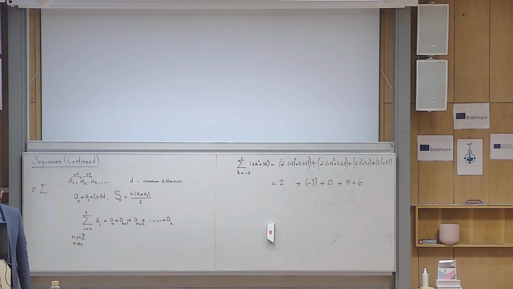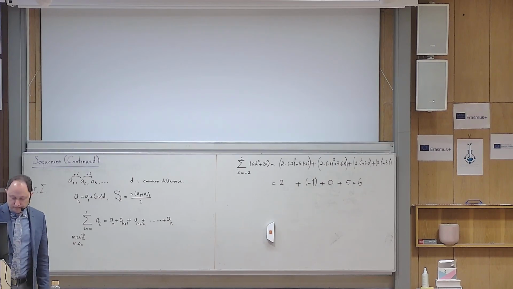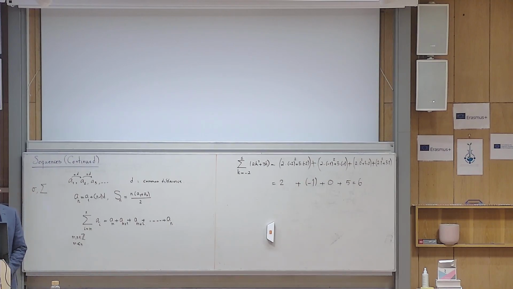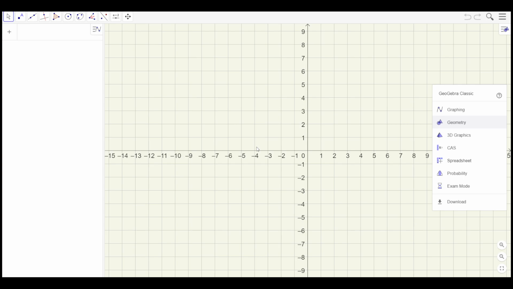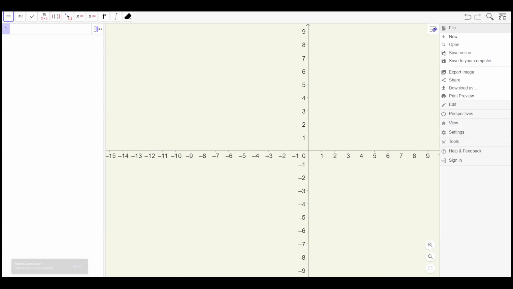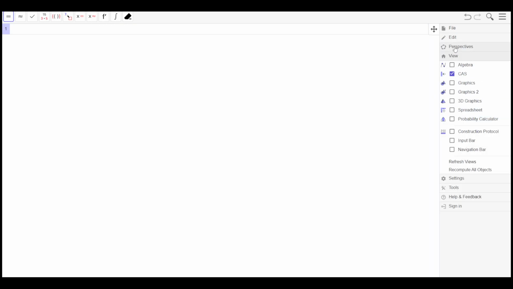So let us go to GeoGebra now. I want you to learn how to do it in GeoGebra as well. So let us just go to CAS view and let us get rid of the view that we don't need. So I take graphics view off.